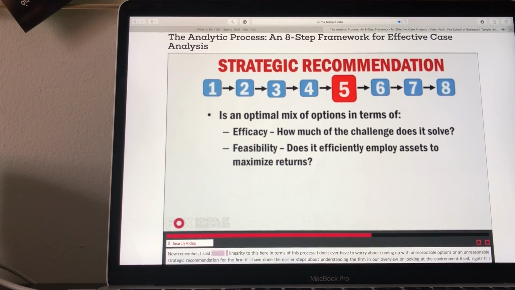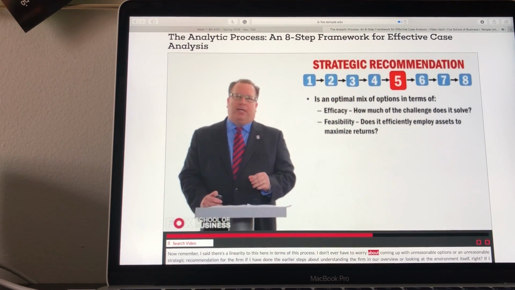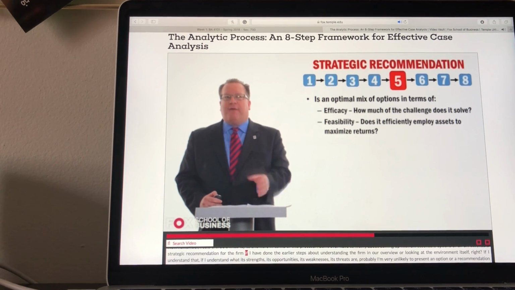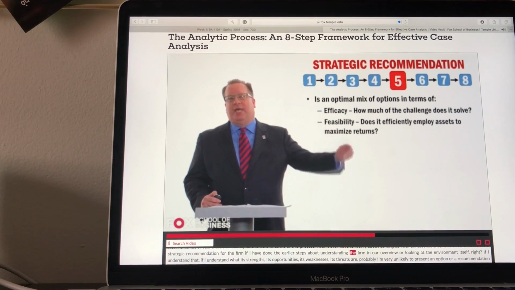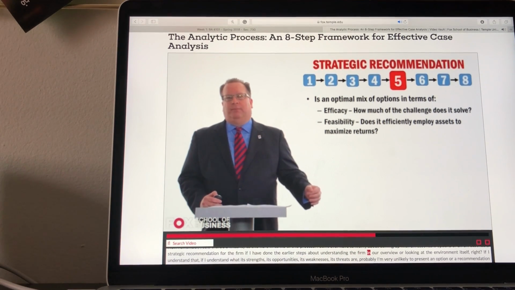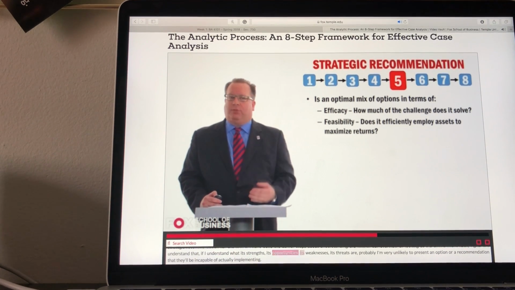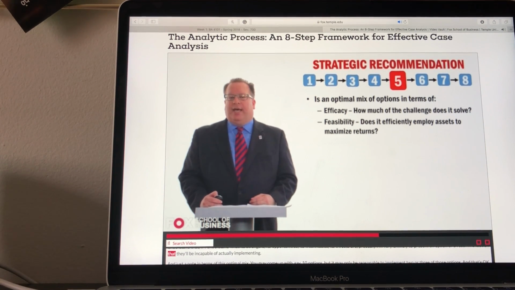Now, remember I said there's a linearity to this process. I don't ever have to worry about coming up with unreasonable options or an unreasonable strategic recommendation for the firm if I have done the earlier steps about understanding the firm, in our overview or looking at the environment itself. If I understand its strengths, its opportunities, its weaknesses, its threats, I'm very unlikely to present an option or a recommendation that they'll be incapable of actually implementing.